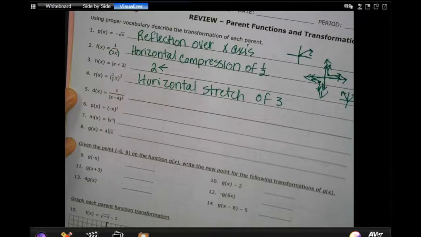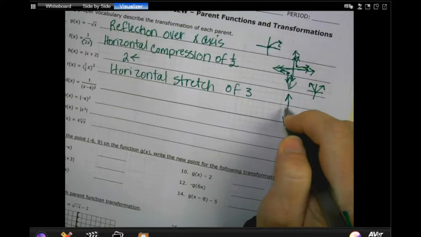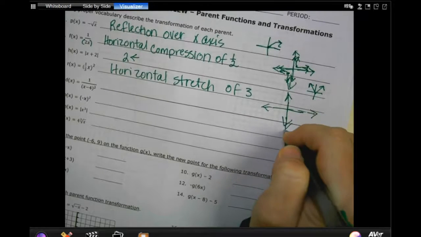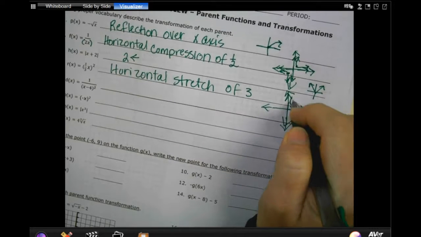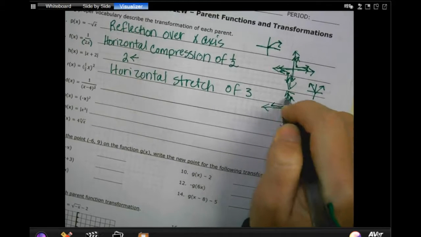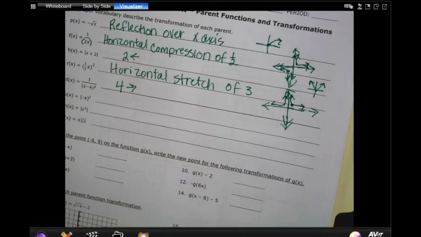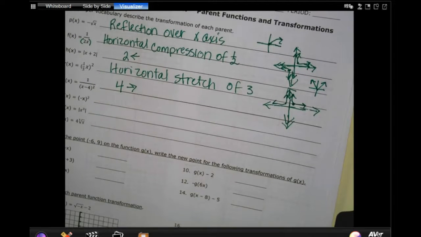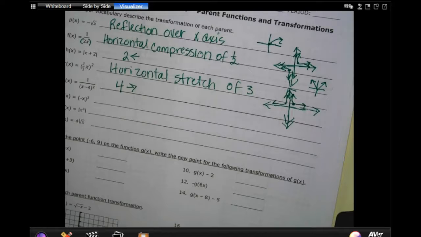Number 5, what's the parent function, please? It's not the rational. It's the inverse squared. The inverse squared also has 2 asymptotes, and it was this way and this way. Right there, honey, I just drew it. 1 over x squared. Yeah.